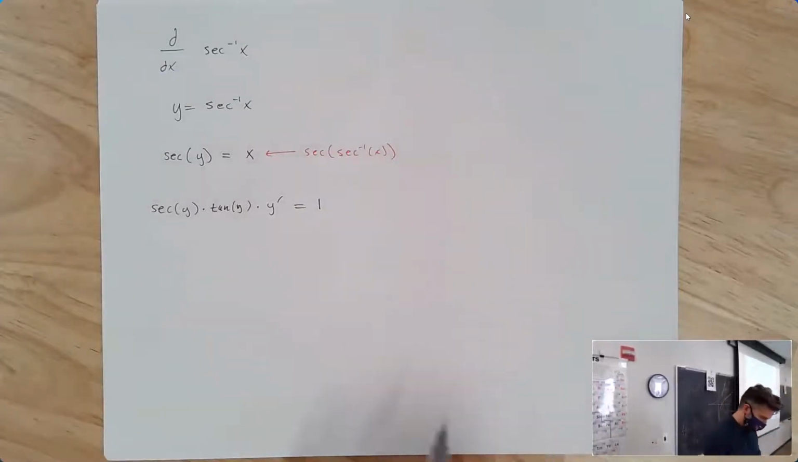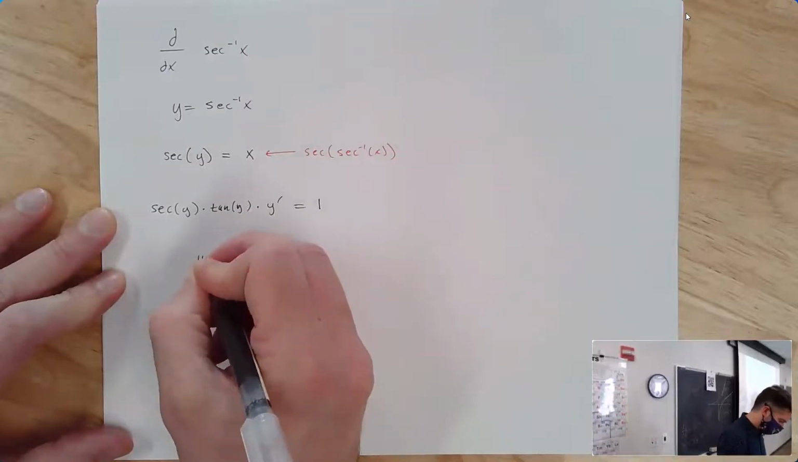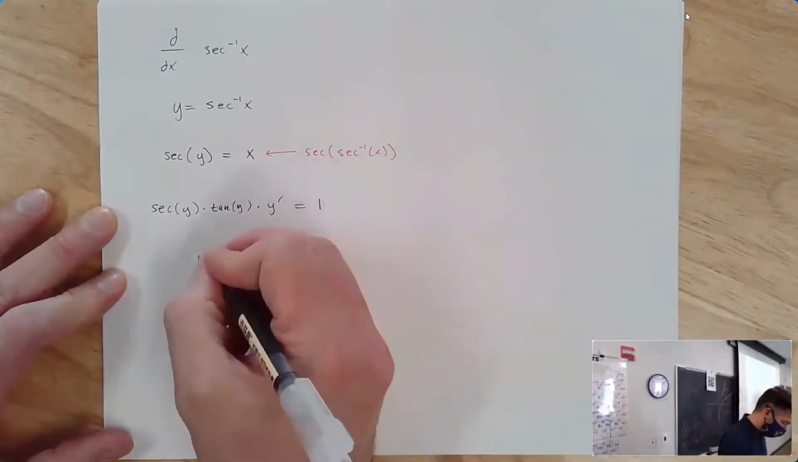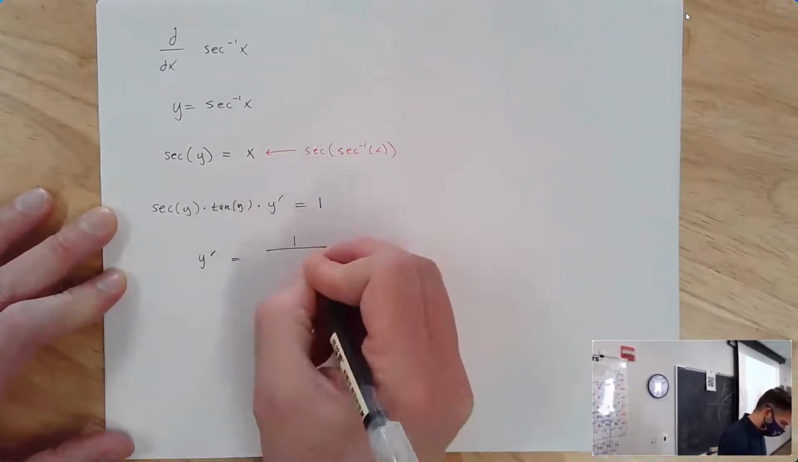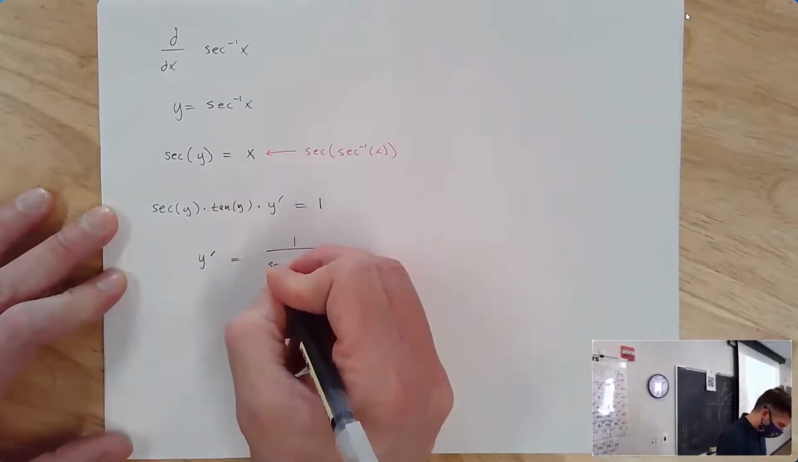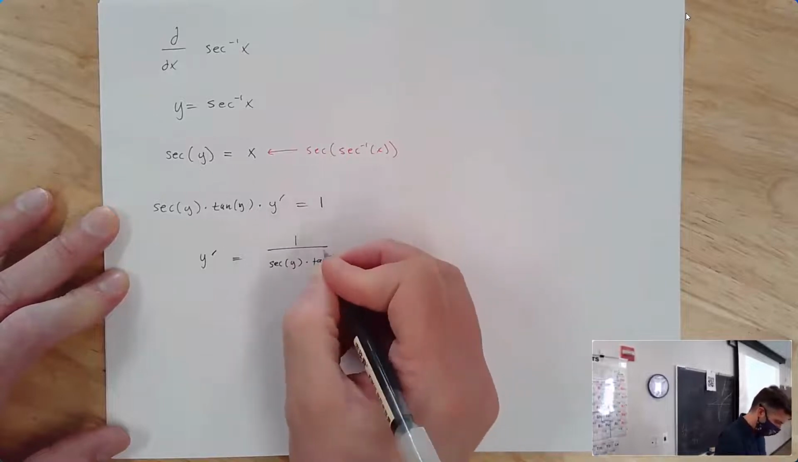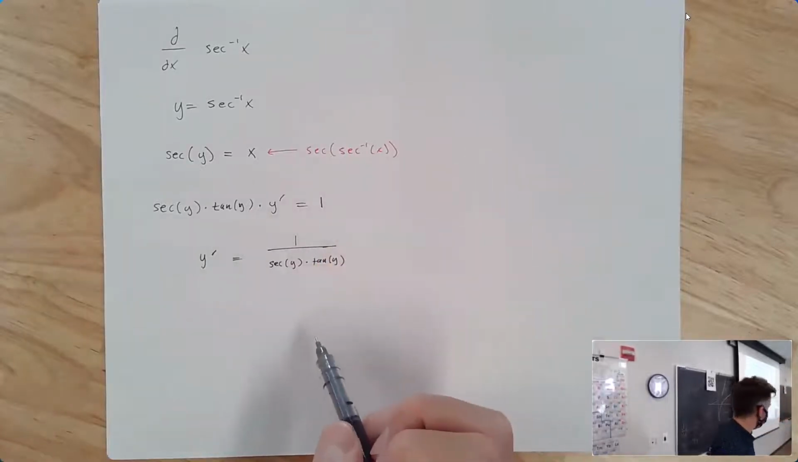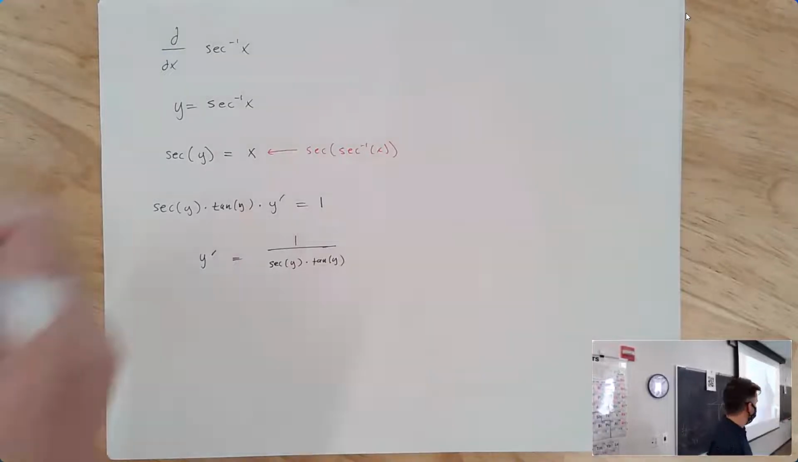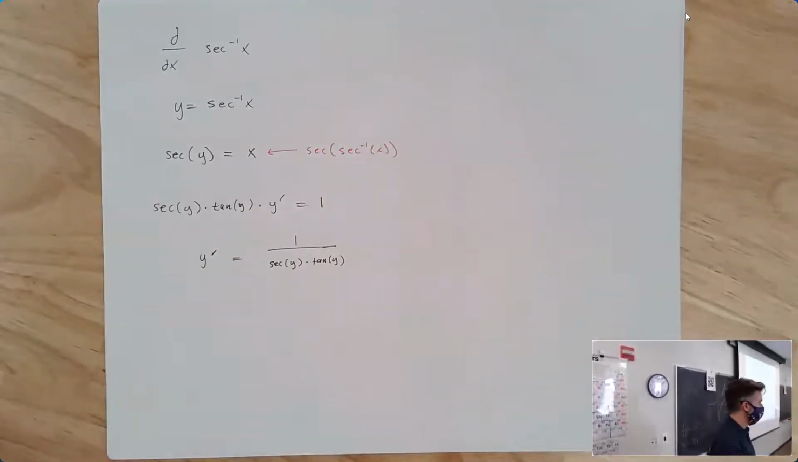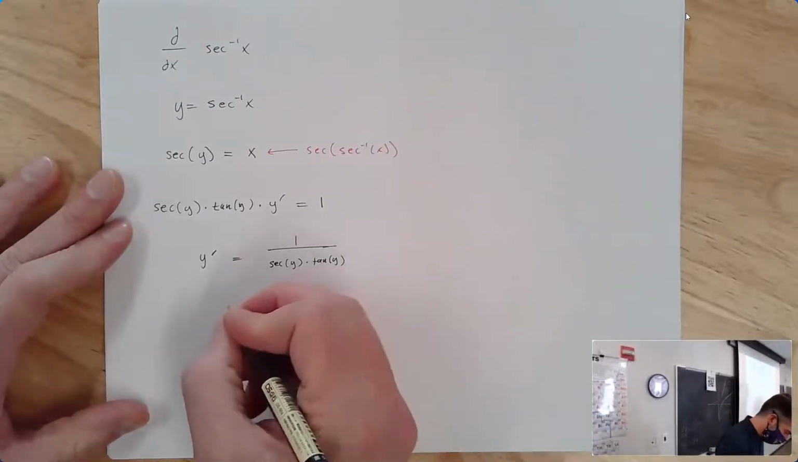So now we're going to solve for y prime. y prime is 1 over secant of y times tangent of y. One of these things is easy to deal with. Looking at what I've written on the page, what's secant of y equal to? It's definitely on the page somewhere. Secant of y equals something. Oh yeah, it's totally x.